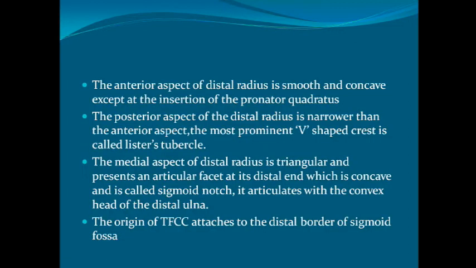The anterior or volar aspect of the distal radius is smooth and concave except at the insertion of pronator quadratus. The posterior aspect is narrower than the anterior and has a prominent V-shaped crest called Lister's tubercle. The medial aspect of the distal radius is triangular and presents an articular facet, which we call the sigmoid notch. The origin of the TFCC attaches to the distal border of the sigmoid fossa. TFCC is the triangular fibrocartilage complex.